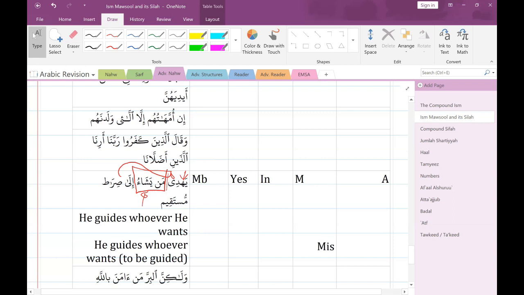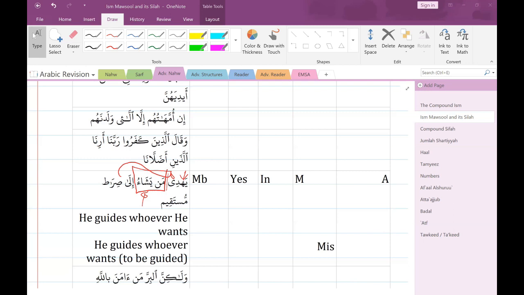Sorry? No, that makes sense to me, what you just said. Could you repeat? In the second one, whoever wants to be guided is any person, and the he in Yahdi is Allah subhanahu wa ta'ala. Simon, did you get it? I'll think over it, and I'll come back if I have a question. I'll not waste time right now.